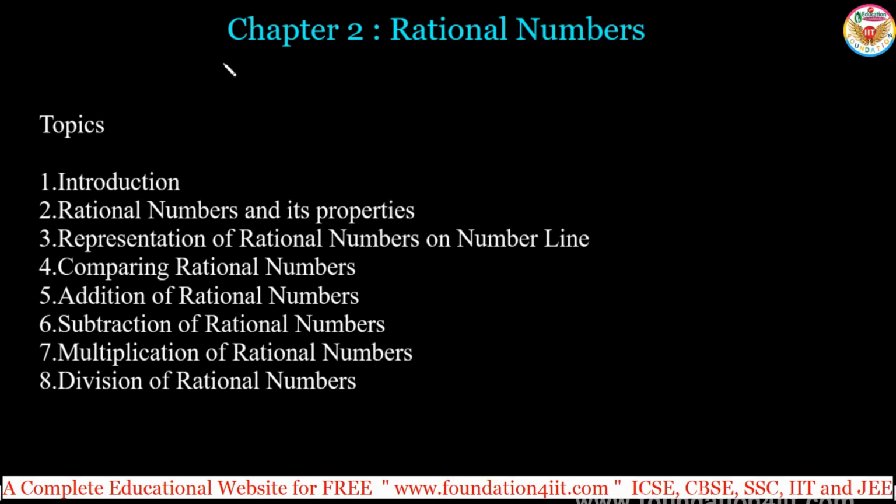From class 7th mathematics, the second chapter is rational numbers. Chapter 1 we already discussed the integers, and compared to the integers, what is the difference in these rational numbers? Let us see using these topics. So these are the topics I'll explain here. Let us see exactly what a rational number is, how to define it, and rational numbers and their properties.